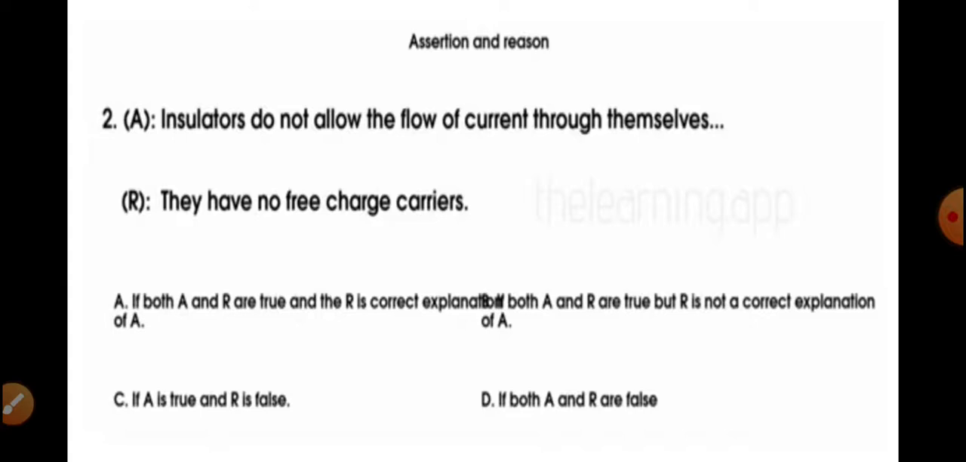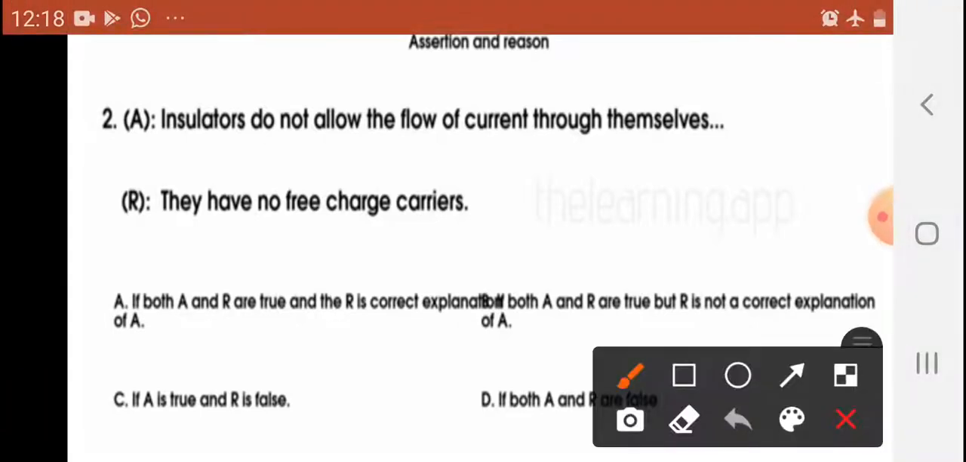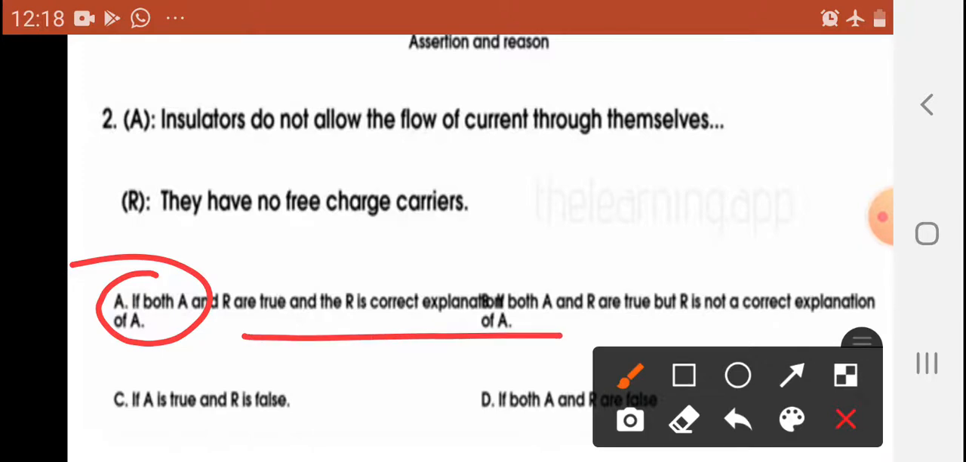Insulators do not allow the flow of current through themselves. So that assertion is correct. Because they have no free charge carriers. That is also correct. So the answer is the same. What is the answer? Option A. Both A and R are true, and R is the correct explanation of A. So the first option is correct.